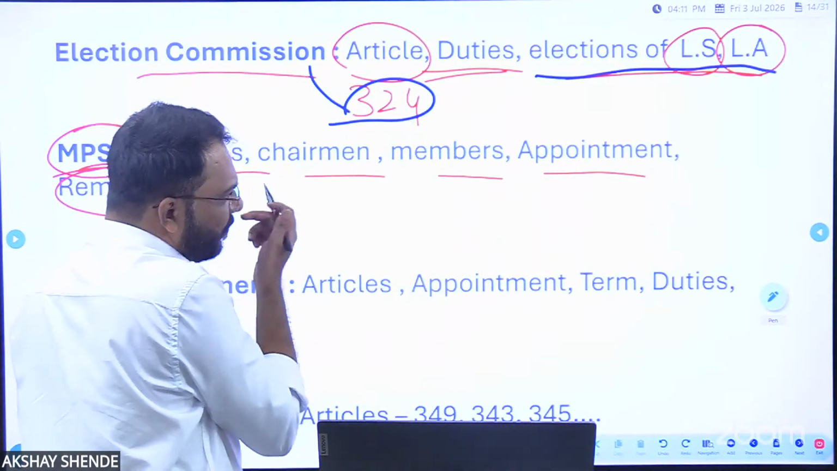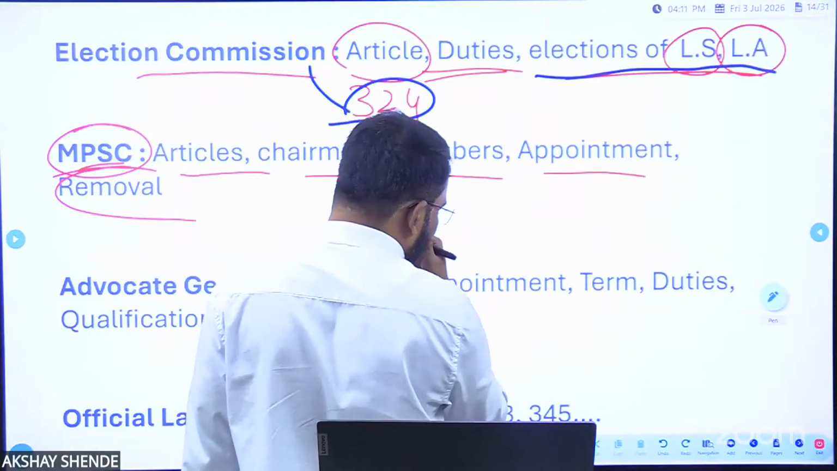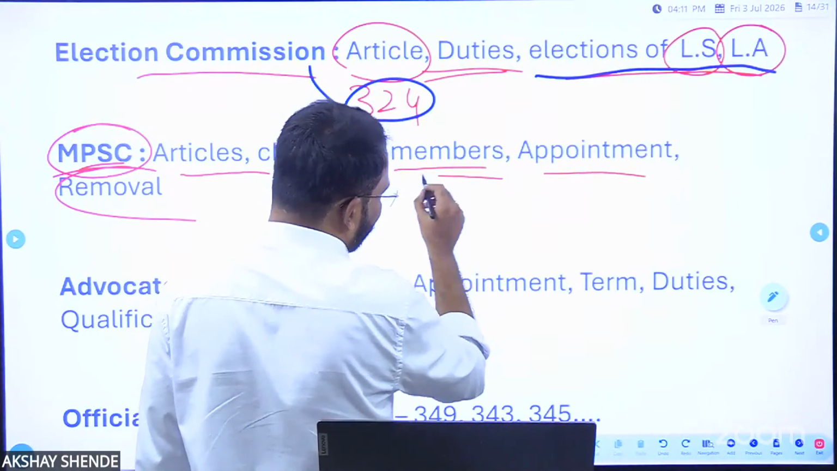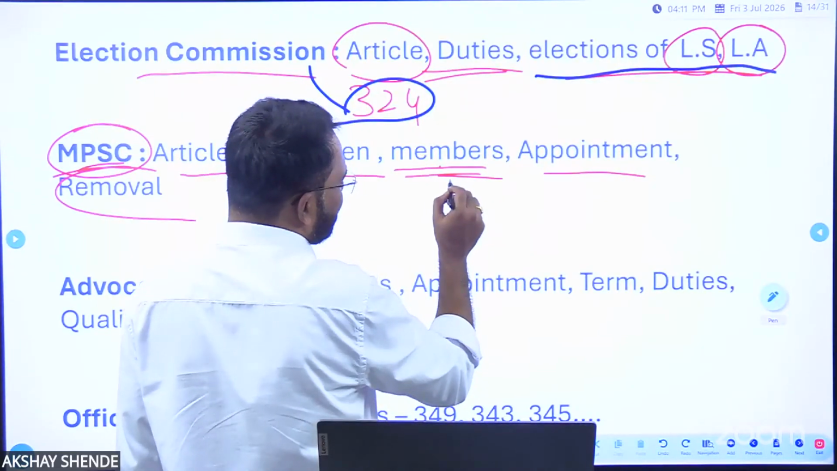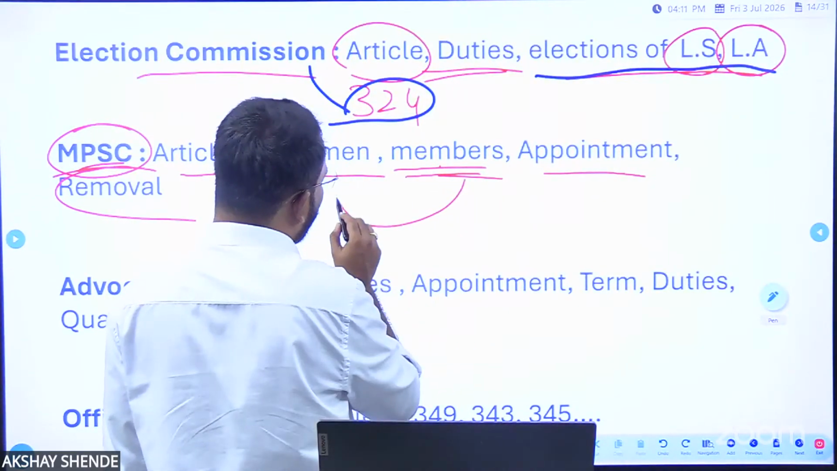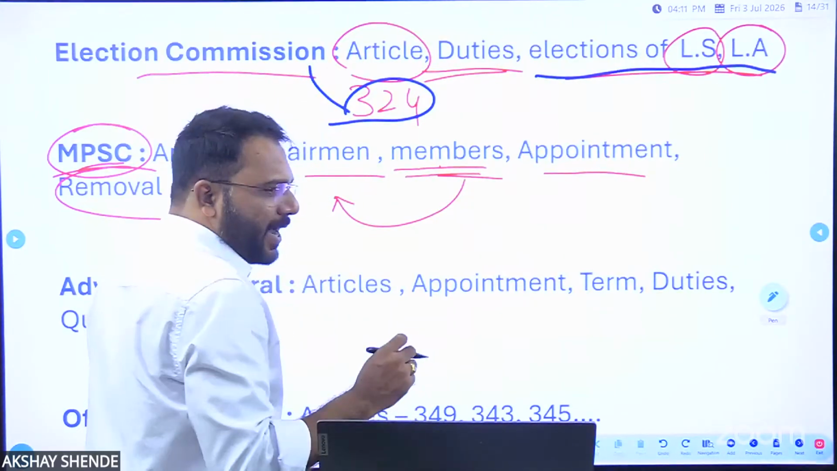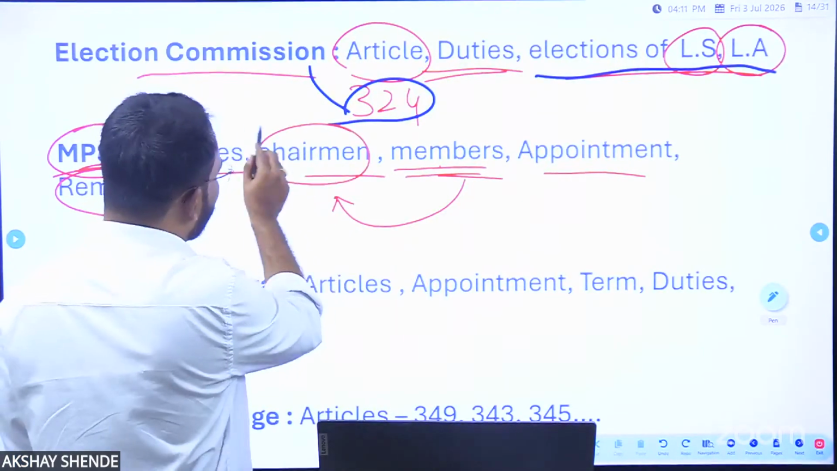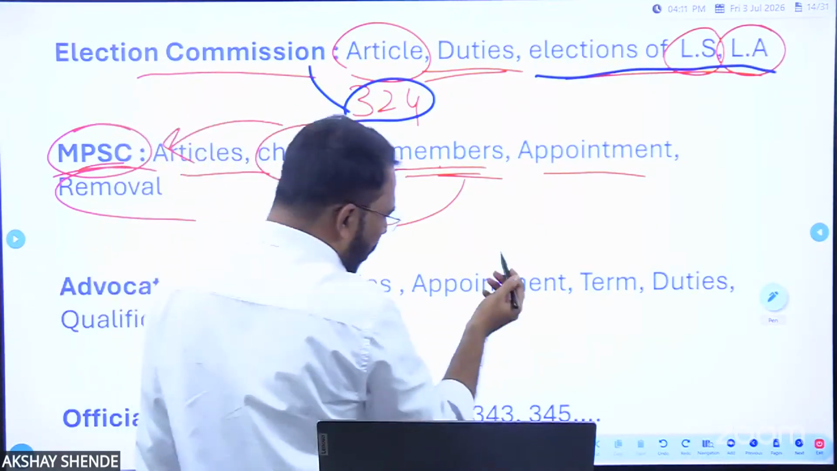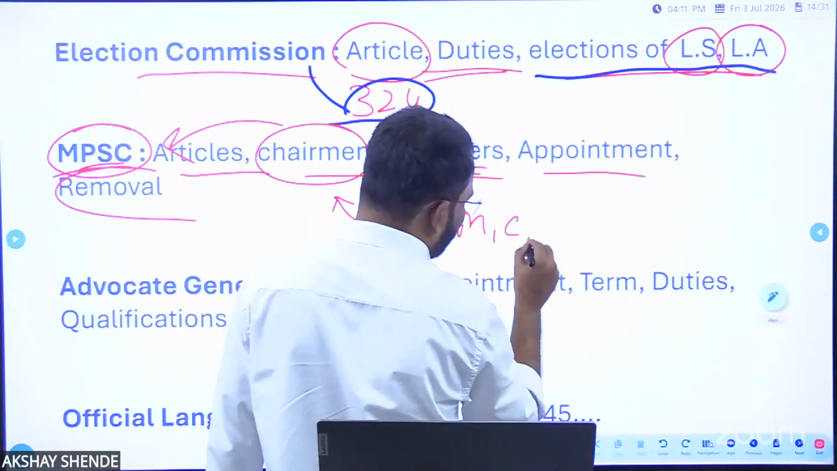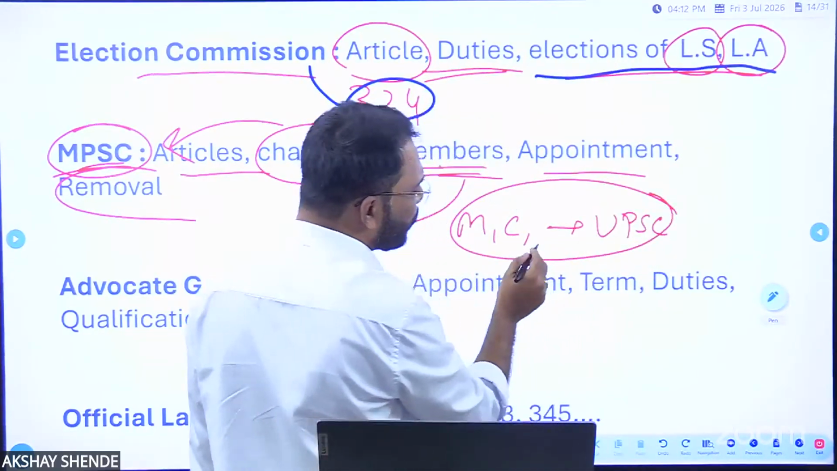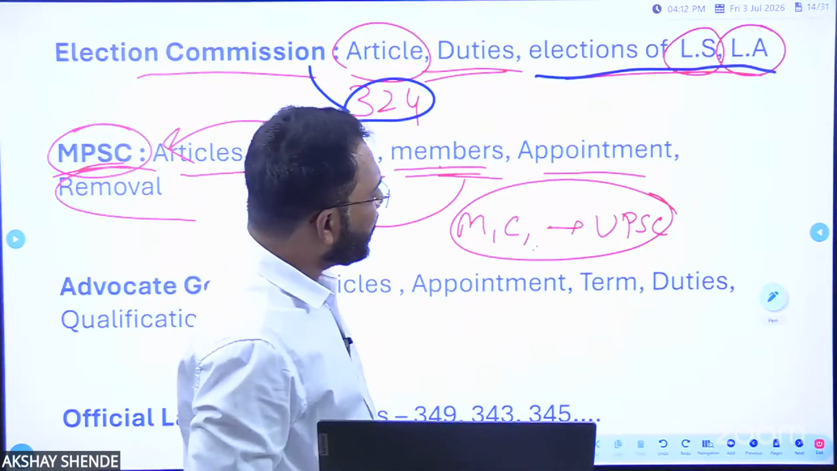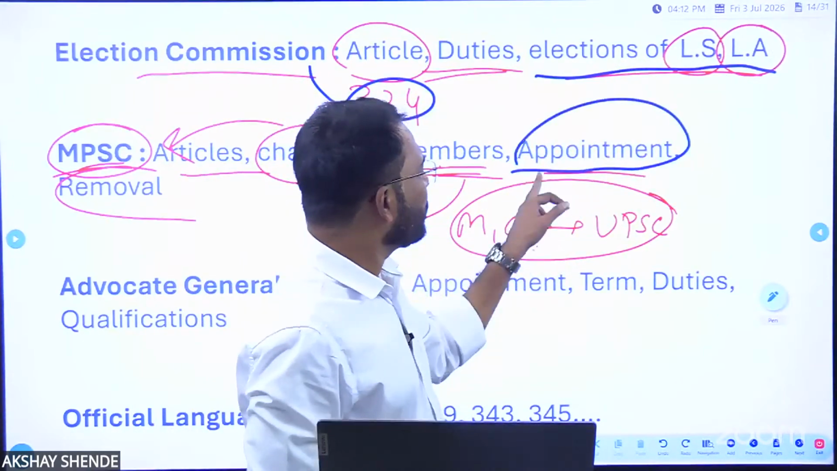Like for example, they will ask you that the members of State Public Service Commission can be promoted to which post? They can be promoted to chairman of State Public Service Commission or members of or chairman of UPSC. This sort of questions they have asked you. They have also asked you that who appoints the members.